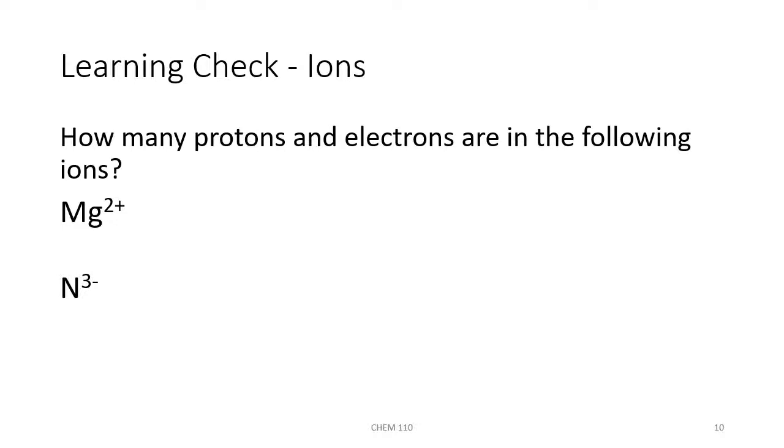How many protons and electrons are in the following ions? Magnesium 2+. If we look at the periodic table, the atomic number for magnesium is 12. So Z equals 12. That tells us that the number of protons in a magnesium atom is equal to 12. In a neutral atom, the number of electrons would also be equal to 12. But since we formed a +2 ion, that means that our magnesium atom must have lost 2 electrons. Therefore, in this ion, the number of electrons is going to be 10.